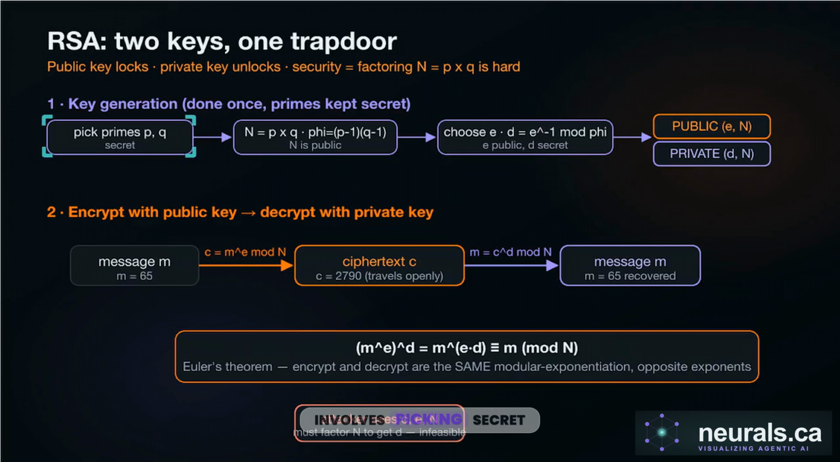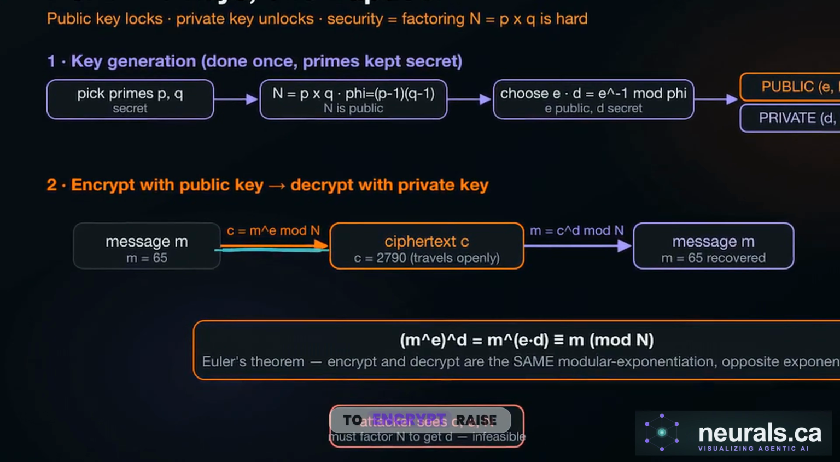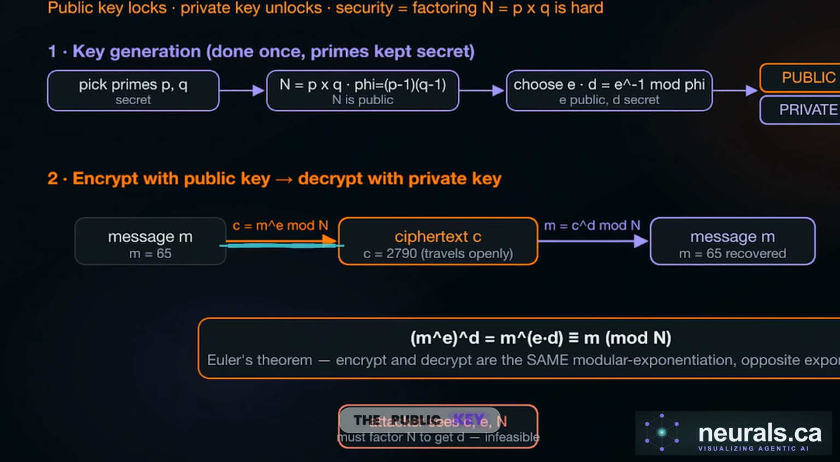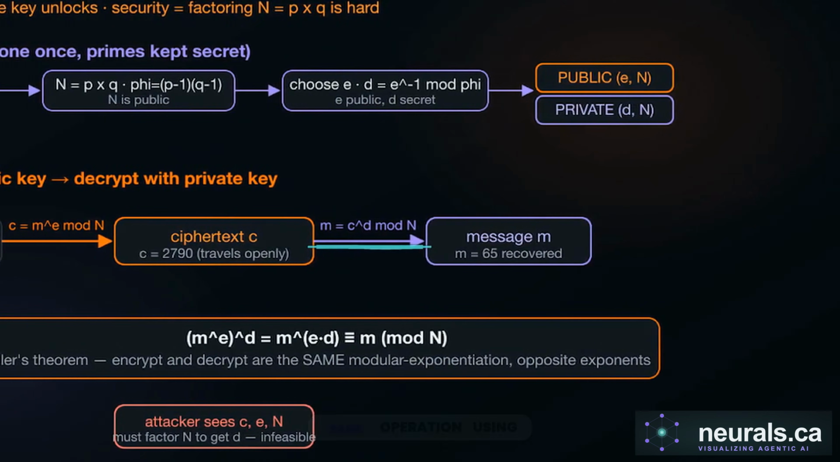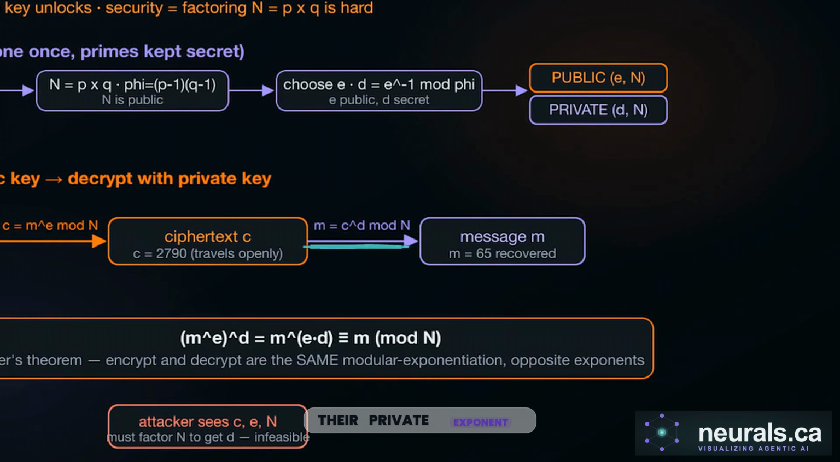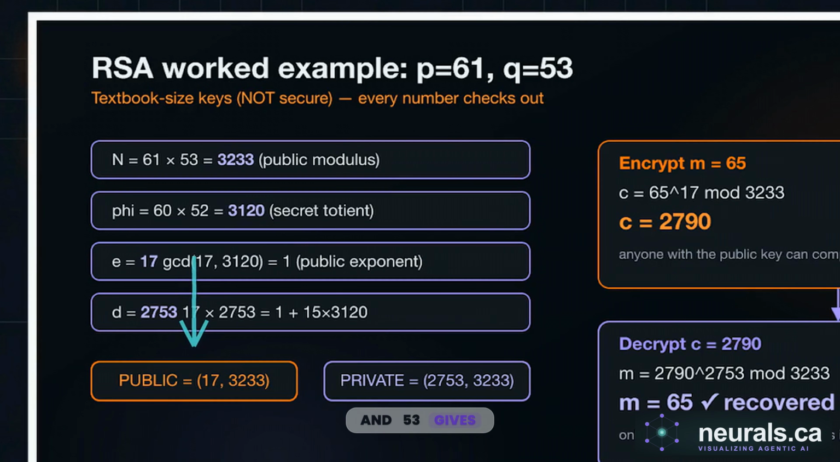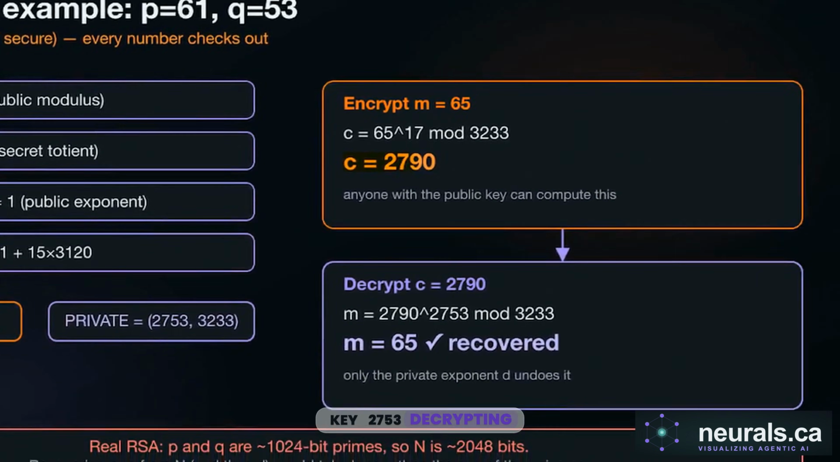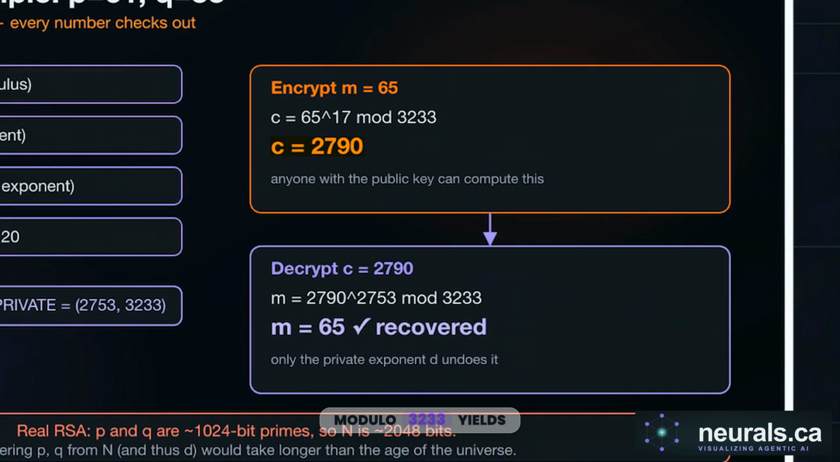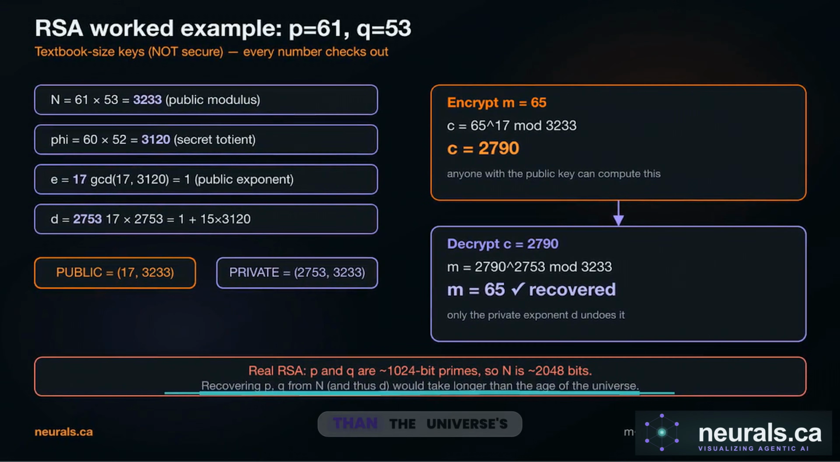Generation involves picking secret primes, p and q, calculating a public modulus n, and deriving public and private exponents. To encrypt, raise the message to the power of the public key. To decrypt, the receiver performs the same operation using their private exponent. Using primes 61 and 53 gives a public key of 17, private key 2753. Encrypting 65 to the power of 17 modulo 3233 yields ciphertext 2790. Decrypting with 2753 recovers 65. Conversely, factoring a modern 2048-bit modulus takes longer than the universe's age.